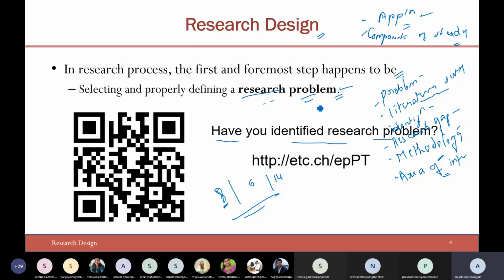So ultimately what I would like to say is, the research problem should be very crisp, and as a researcher, you should understand the research problem. Okay.